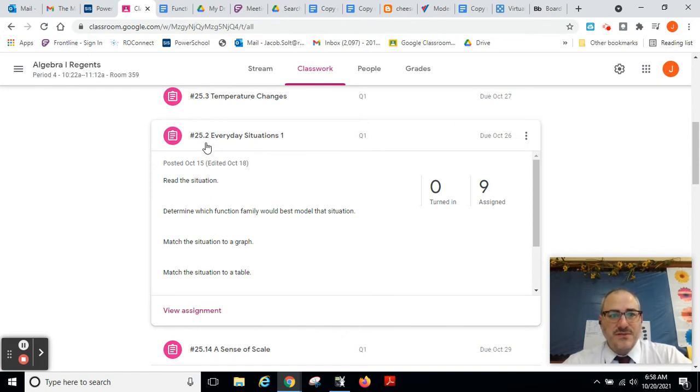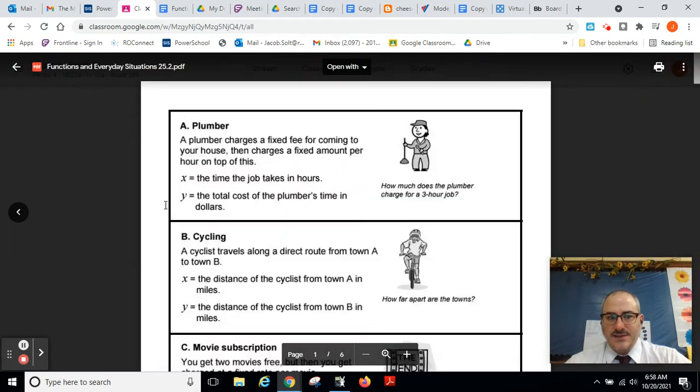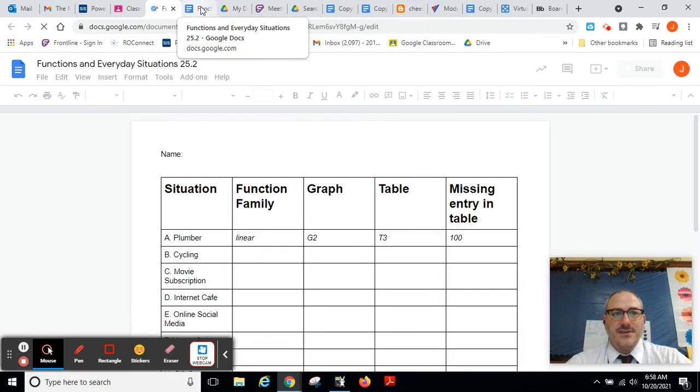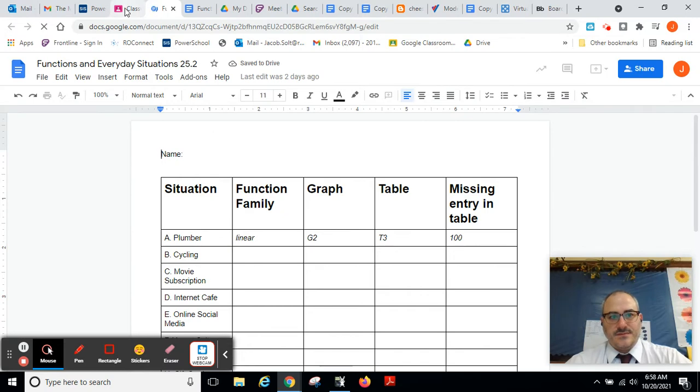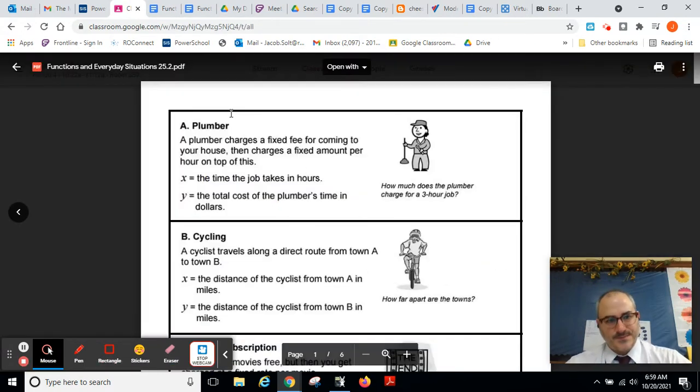All right, number 25.2 in Algebra 1 Regents, Everyday Situation. And right here are the documents you need, and hopefully this video that I'm making right now will be right here too. Okay, so there's basically two documents here. One looks like this. That's the first document. You'll be reading off this document. This will be where you get your situations from, and you'll be doing the assignment on this document here. Okay, so here's what I need to do. I need to open up this Word document. It's Functions and Everyday Situations, 25.2, and then I'll open this one over here.